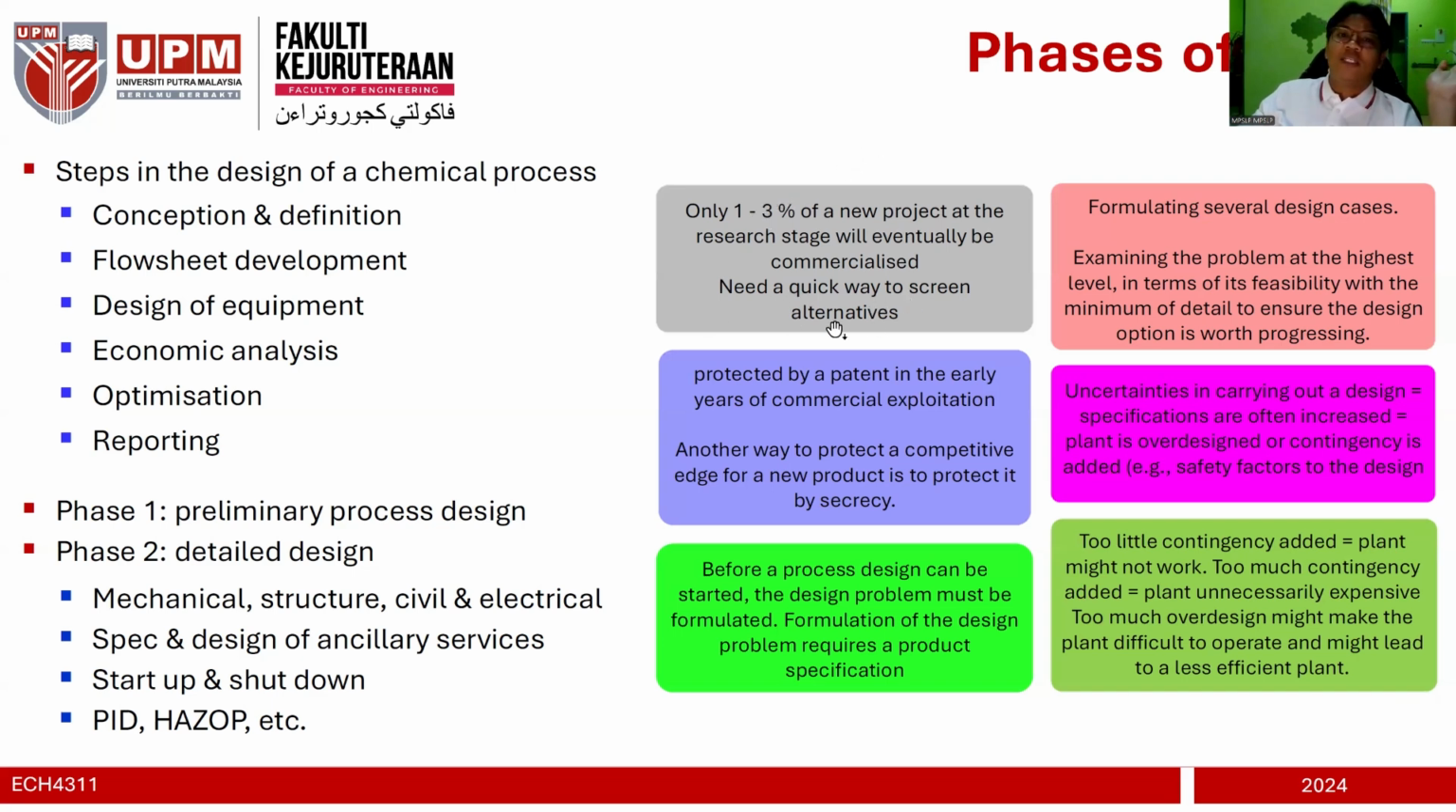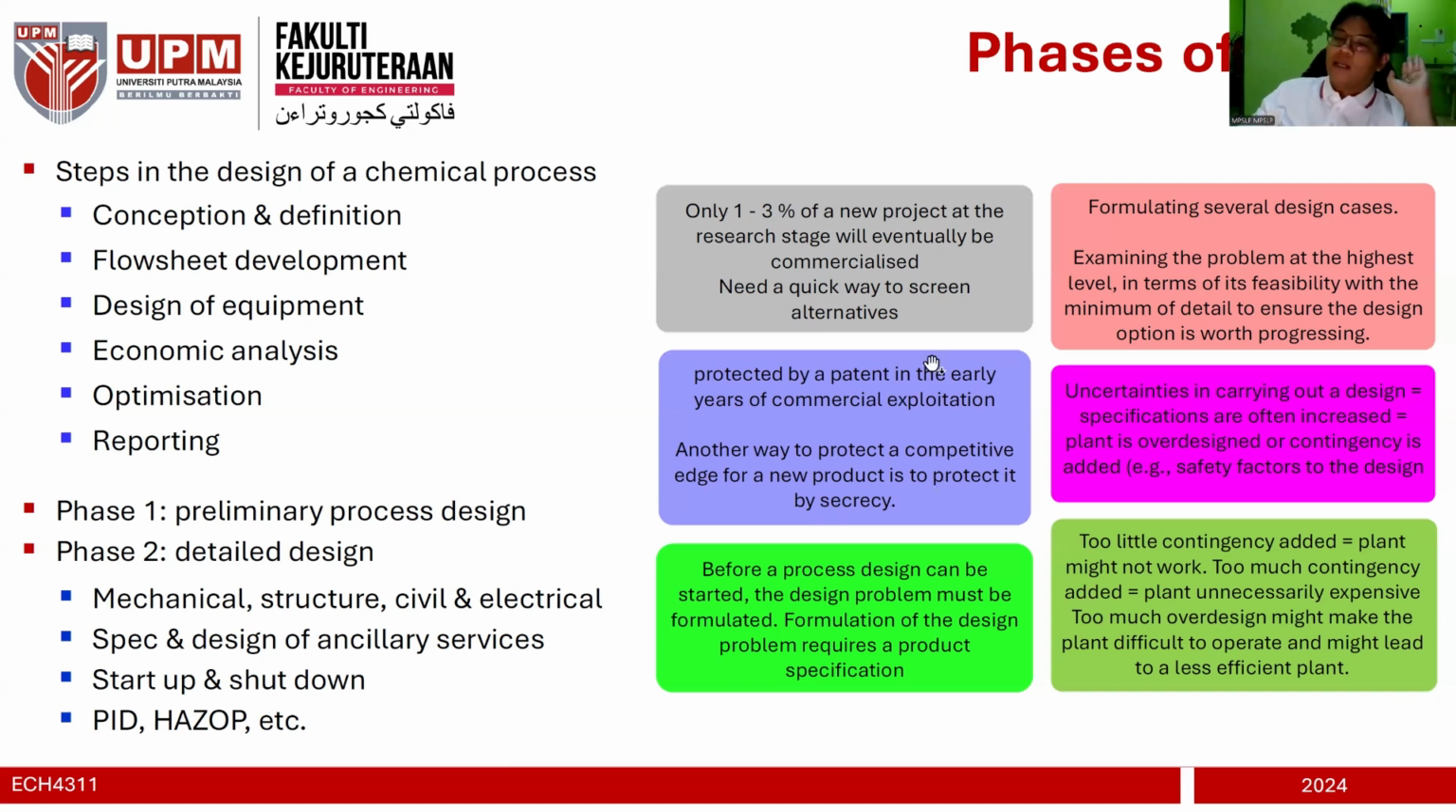So you need a quick way to screen alternatives, right? Because in research, people's ideas need to be protected. One way for you to get an incentive, or to maintain a competitive edge over other people, is just to file a patent. To file a patent is basically to protect your ideas, and it gives you a competitive edge for a new product that you have developed in the lab, for example.